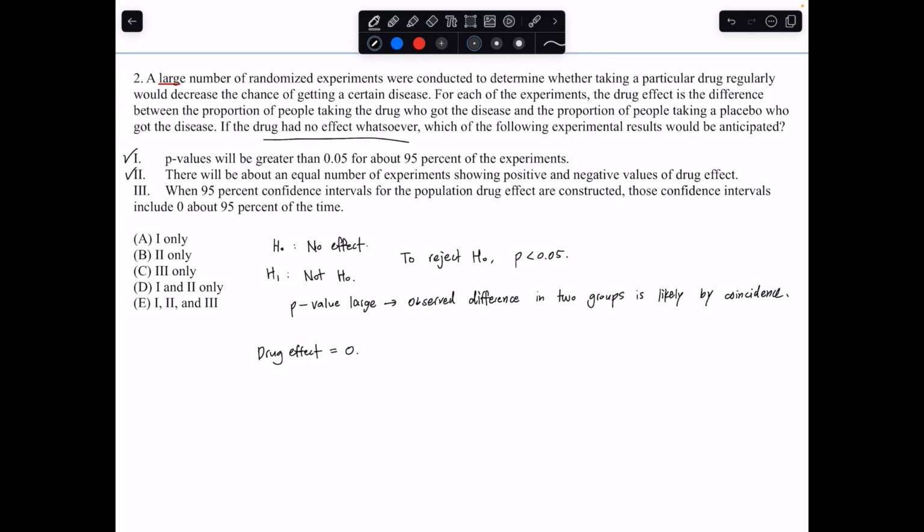Okay, so if this is true, if the null hypothesis is true, right, then this statement is saying that if the drug has no effect, the true effect is 0, and when we construct these confidence intervals from our experiments, if the drug indeed does nothing, we would expect the interval to include 0, right? The drug effect is 0, so it should include 0 about 95% of the time. So statement number 3 is also true, and so the correct answer is E.